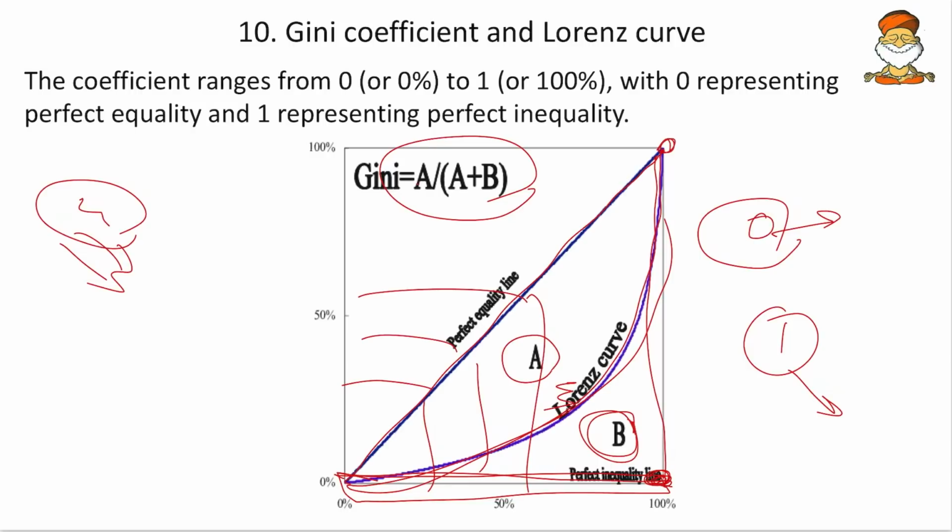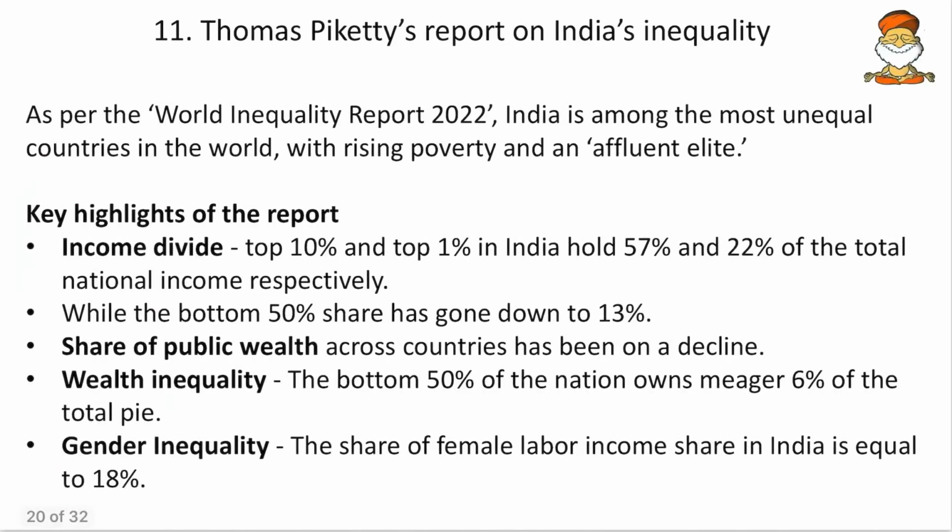First the rich section will grow, and when we tax them, the income gets distributed towards the poor also. Then Thomas Piketty's report on India's inequality. Here, as per the World Inequality Report 2022, India is among the most unequal countries in the world with rising poverty and an affluent elite. So affluence or elitism is more in India.